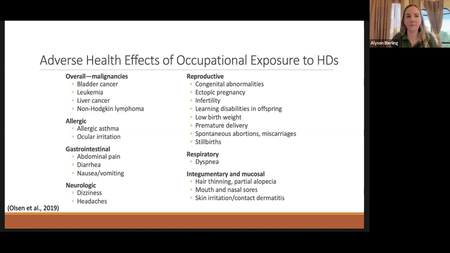And then there's also some reproductive effects as well, such as congenital abnormalities, increased risk of ectopic pregnancy, infertility, learning disabilities, low birth weight, premature delivery, and stillbirth. So these are things that potentially could happen when we're not following safe handling guidelines.